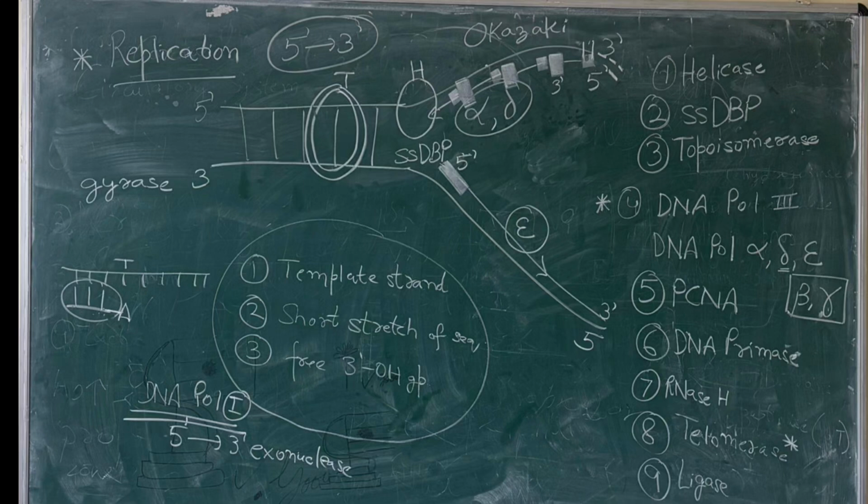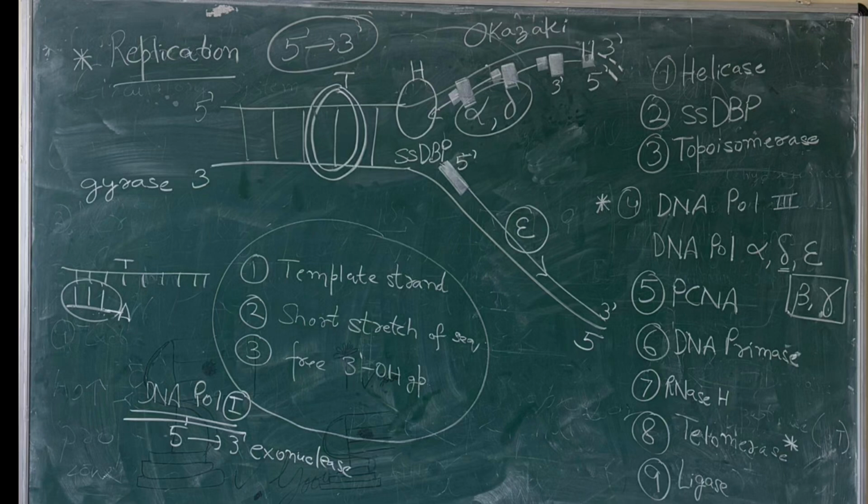Then your DNA binding proteins will bind to the single-stranded DNA fragment in order to keep it in a single-stranded form. DNA topoisomerase 2, which is also known as DNA gyrase, will remove the supercoils. In case of eukaryotes, the different types of DNA polymerases that are present are DNA polymerase alpha, beta, gamma, delta, epsilon. While in case of prokaryotes, there are three different types of DNA polymerases, that is DNA pol 1, 2 and 3.